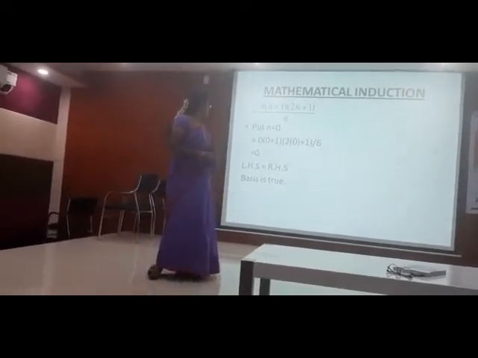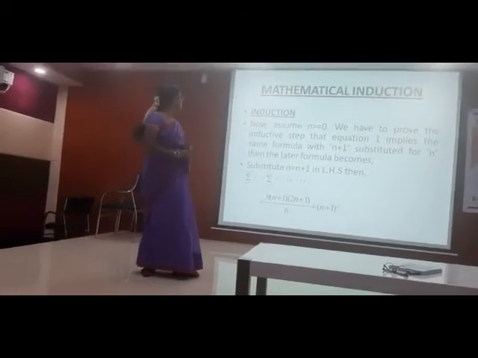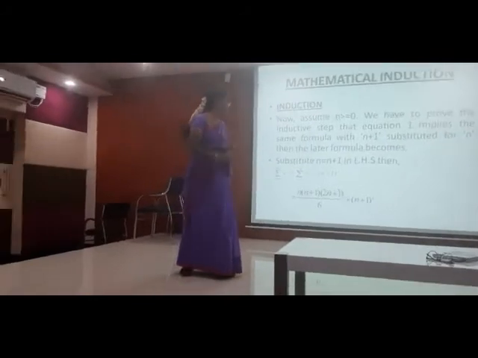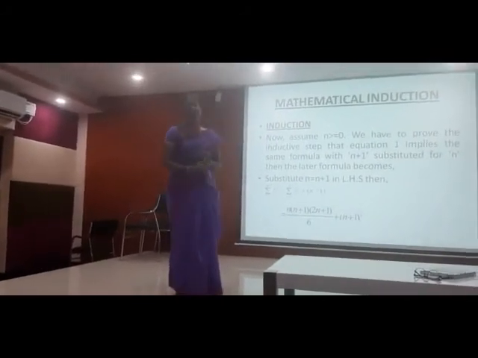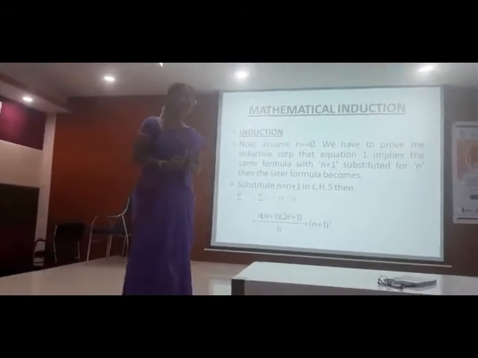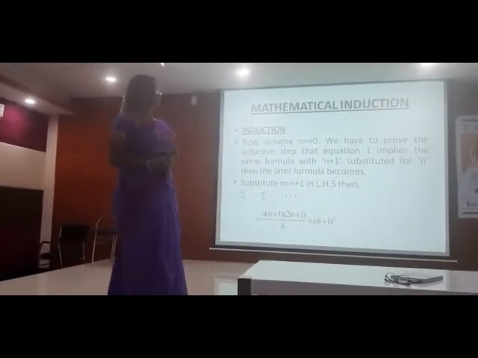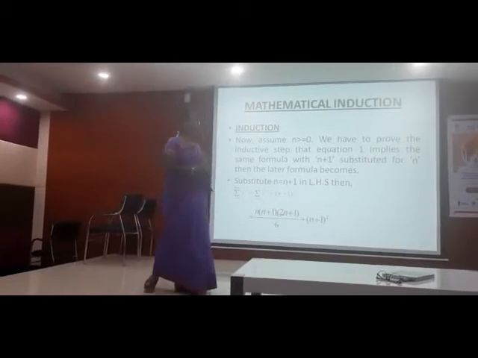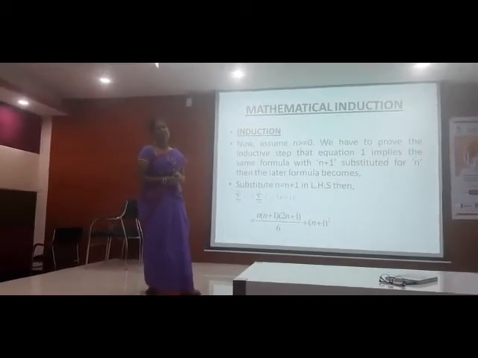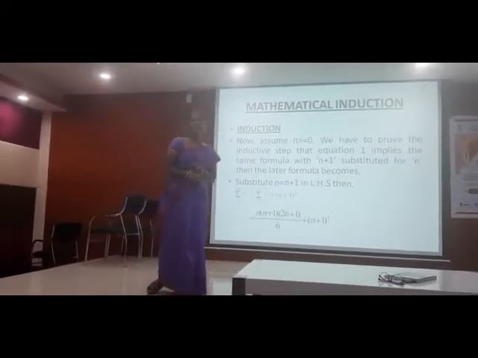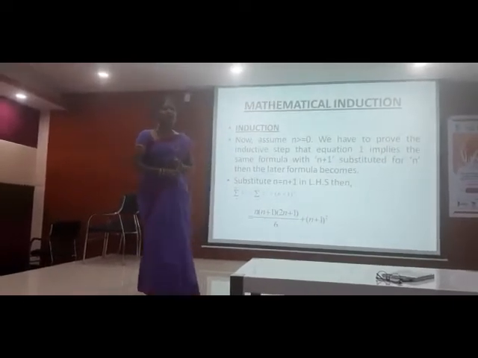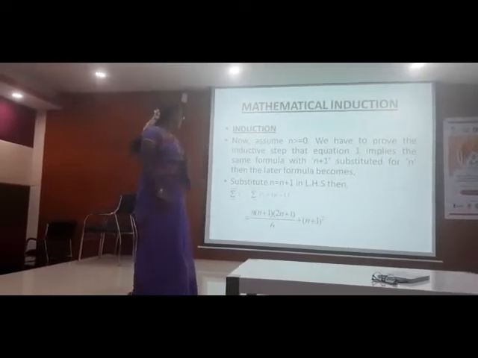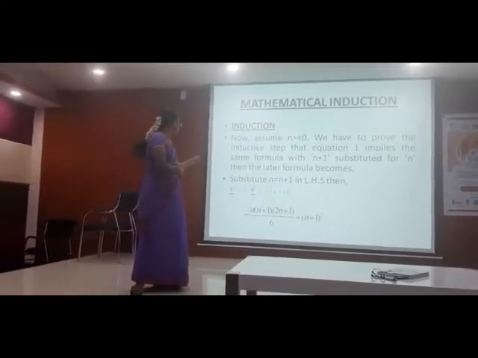Now we go for the inductive step. What is induction? We have to prove the inductive step by using n plus 1. So we have to substitute n plus 1 instead of n. Substitute n plus 1 first of all in the left hand side of the equation, summation of i equals 1 to n of i square. What happens when n becomes n plus 1?